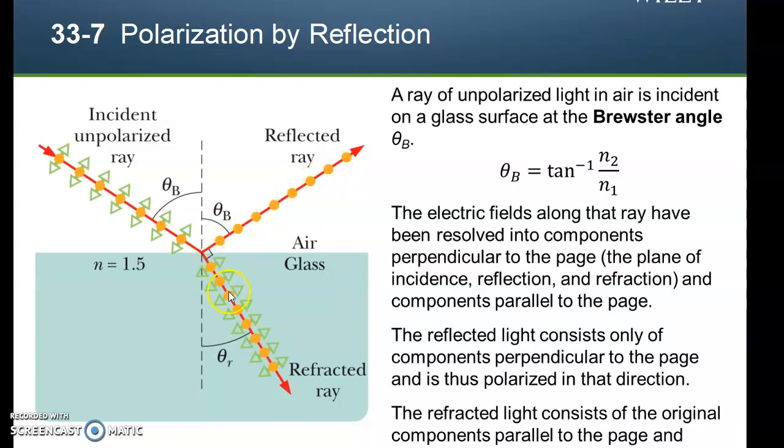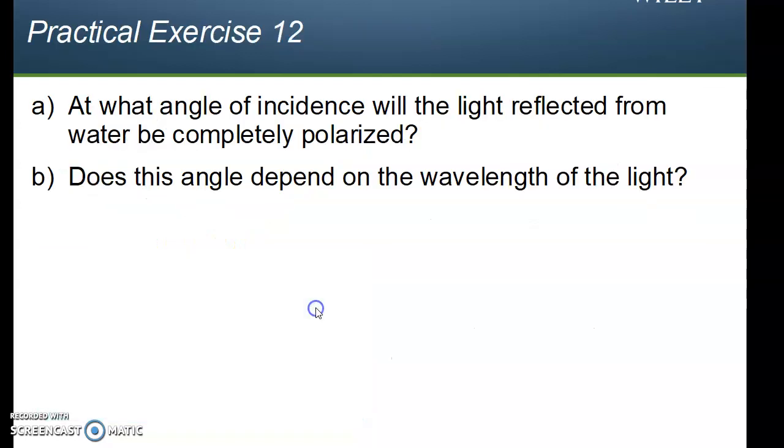The refracted light consists of the original components parallel to the page and weaker components perpendicular to the page. So this light is only partially polarized. Okay? So the dot means that it's perpendicular to the page, and the double arrows mean that it's parallel to the page.